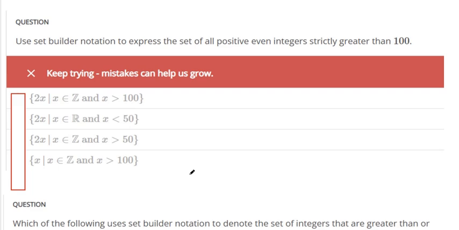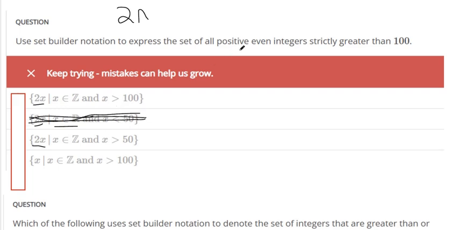Picked a few more here. Use set building notation to express the set of all positive even integers. So we just said a positive even integer could be 2n, but in this case they use x instead of n, so that's fine. So this is an even integer. This is an even integer. Oh, sorry, this one is not an integer because it says x is a real number. So 1.1 is an option. 2 times 1.1 would not give us an integer, and they want us to talk about integers.